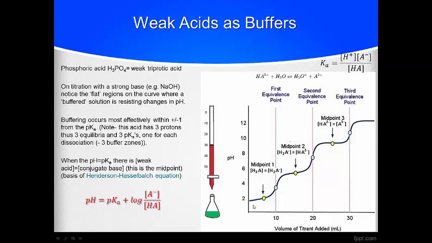Okay, and then for the second proton from our triprotic acid would be around 5.2, and then our third one would be around 8 or 9. Okay. So remember back to your Henderson-Hasselbalch equation. So when your weak acid and conjugate base are equal, then your pH equals your pKa.